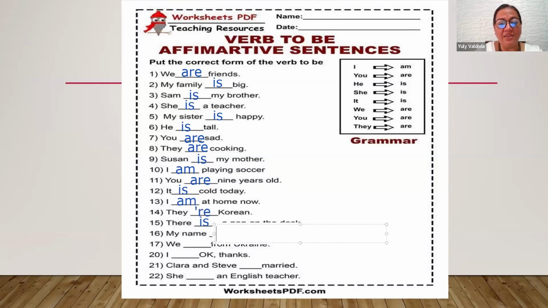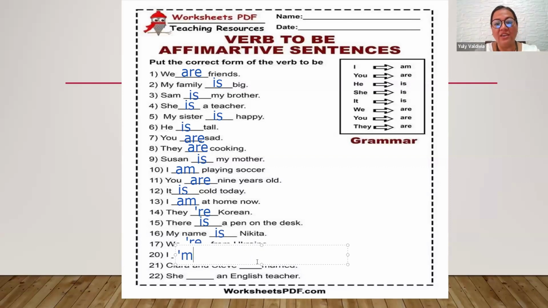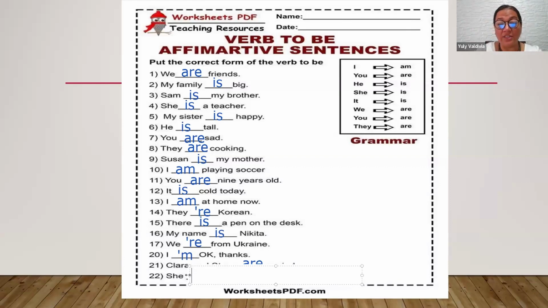My name is Nikita. Let's use the contracted form. We are from Ukraine. I am or I'm, okay. Clara and Steve are married. And finally, let's use the contracted form, the short form. She's an English teacher. Okay, excellent activity.